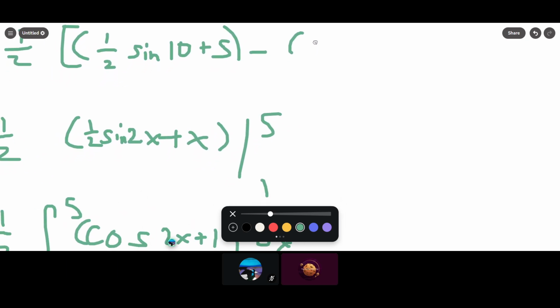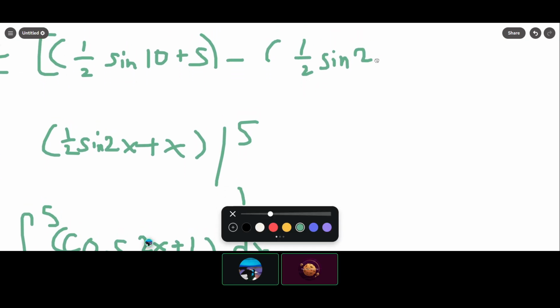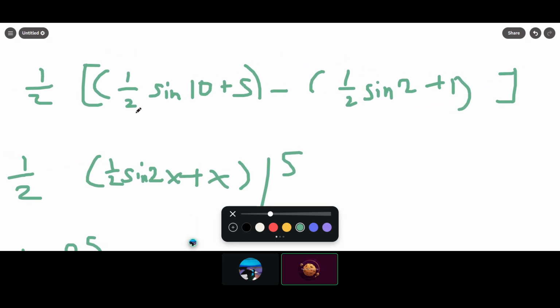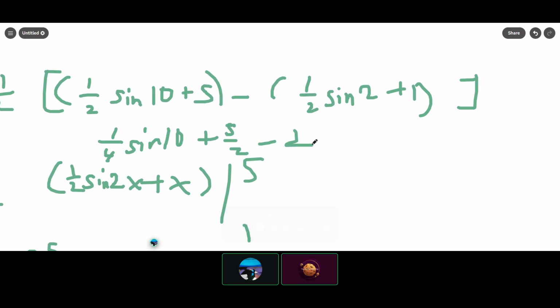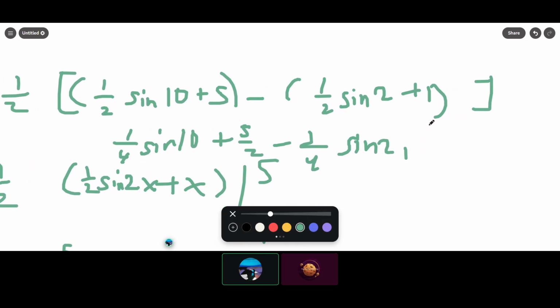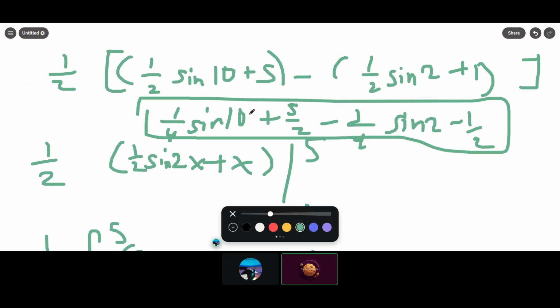minus 1/2 sine 2 plus 1. And your final answer would be 1/4 sine 10 plus 5 over 2 minus 1/4 sine 2 minus 1/2. And we can use a calculator to do that, but I don't have a calculator. I'm too lazy. So this will be your final answer. You can simplify by getting a calculator. So guys, thank you for watching, and goodbye, guys.